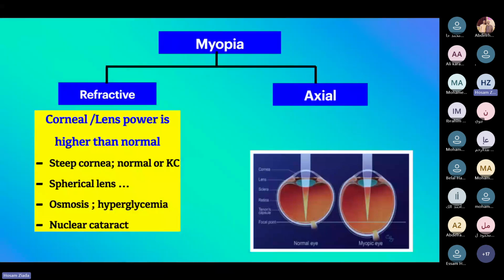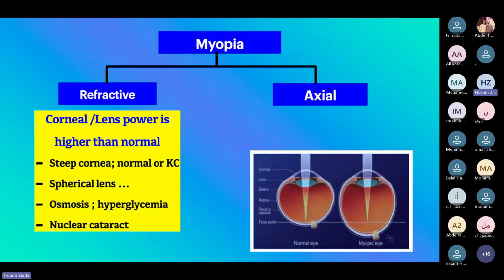But if the myopic patient has a normal axial length, it will be called refractive myopia, which means that the corneal power is higher than normal, higher than 43. It accounts for around 50 or 55 diopters in some cases. So the increased refractive power of the cornea, or increased refractive power of the lens, will cause this myopia.